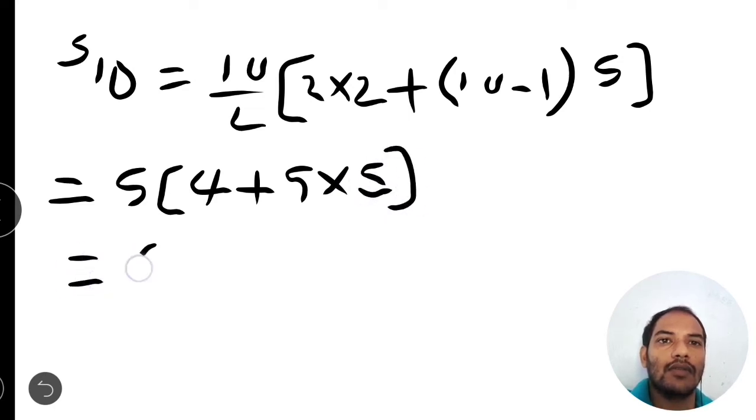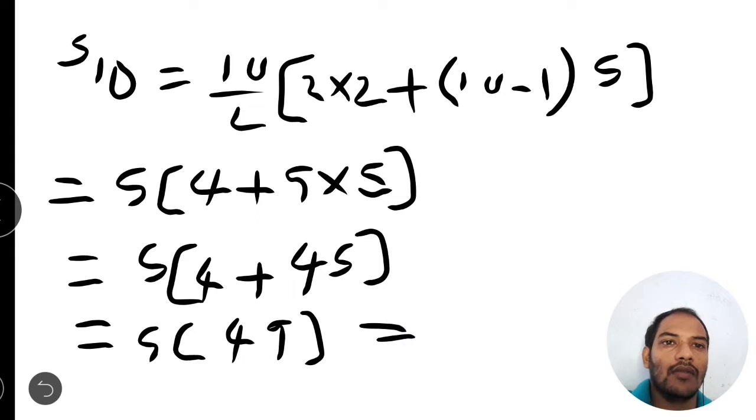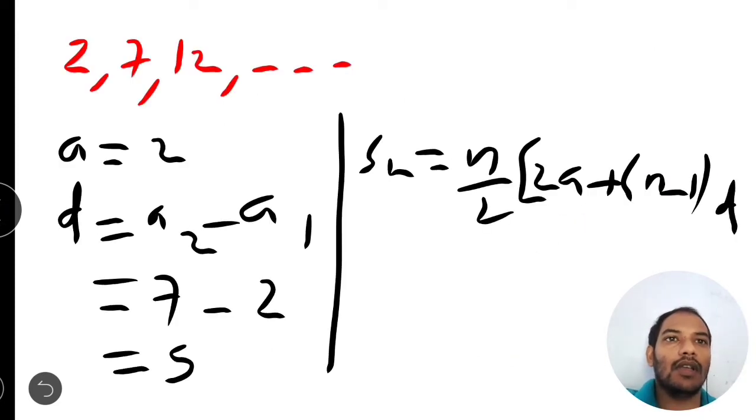So it is equal to 5 into (4 plus 9 fives are 45). So 5 into 4 plus 45 is 49. 5 nines are 45, 4 carry, 5 fours are 20, 24. So 245 is the sum of the first 10 terms of the given AP.